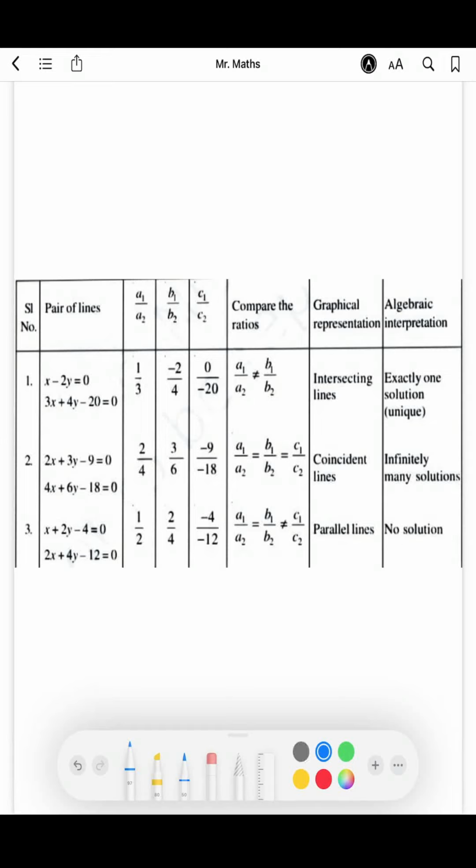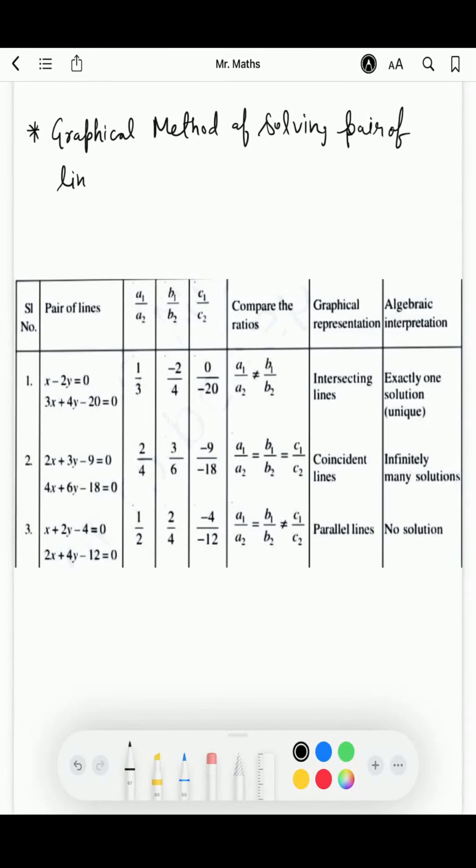So this is the graphical method of solving pair of linear equations. In previous three lessons we have covered these three conditions, when we can say that lines will be intersecting, or they will be coinciding, or the condition of parallel lines.